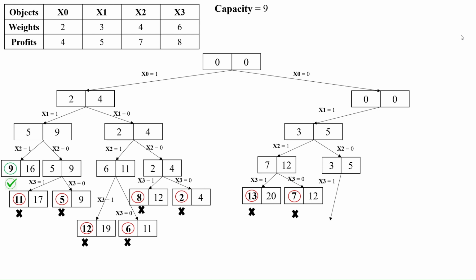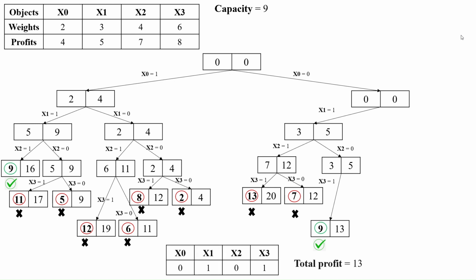x3 is equal to 1, which is having weight 6 and profit 8. By adding these values, we can get weight of 9 and profit of 13. Our maximum capacity is 9 and we got the weight as 9. Here the condition satisfies and we got another solution. So here the maximum profit is 13, which means here the condition satisfies.